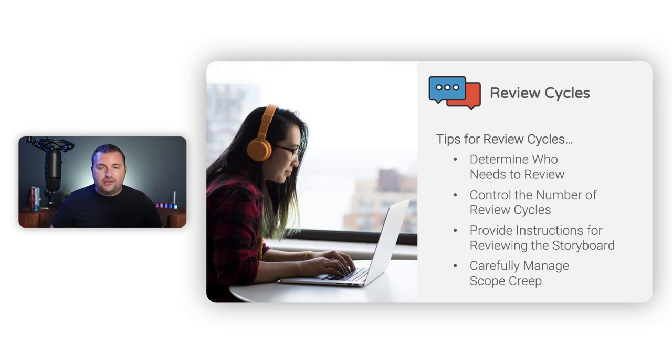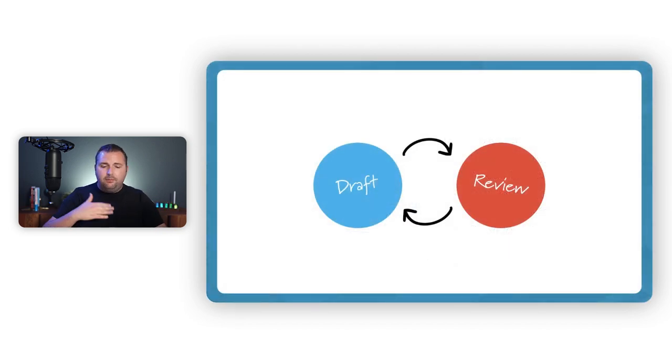And then carefully manage scope creep. Inevitably, when you're reviewing a storyboard, they're going to want to include additional content. They're going to want to add additional scenarios or remove content or change it altogether. And you want to be careful to manage that scope creep. You know, if they want to add a whole section, refer back to those learning objectives. Does it align with those? Does it align with the learning goals? Does it make sense for it to be part of that course? Or maybe it's a separate course or separate project, okay? And you want to go back and forth with this, draft and review, draft and review, draft and review, until you get to the development-ready version of your storyboard that you can start developing.